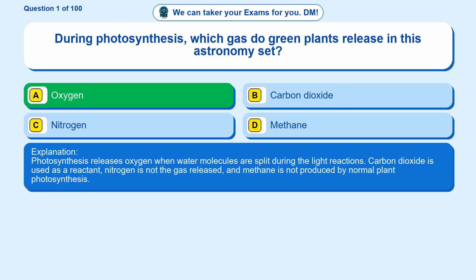Photosynthesis releases oxygen when water molecules are split during the light reactions. Carbon dioxide is used as a reactant, nitrogen is not the gas released, and methane is not produced by normal plant photosynthesis.